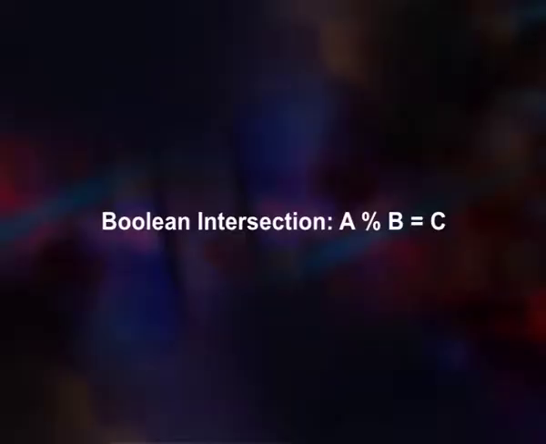The Boolean intersection, or A percentage B equals C. Intersection deletes both objects and leaves only the shared space. As the name of the operation implies, object A and object B need to actually share space in between them, otherwise you will be left with no geometry after the operation has been performed.